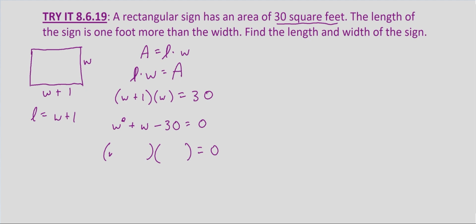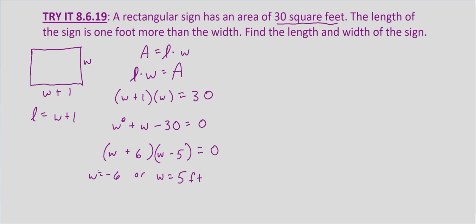We know the leading term in both binomials is going to be W, and we want two numbers that multiply to 30 and add to 1 because the coefficient on the W is 1. So this would end up being W plus 6 times W minus 5, which gives us that W equals negative 6 because we have W plus 6 equals 0, or the width equals 5 feet.